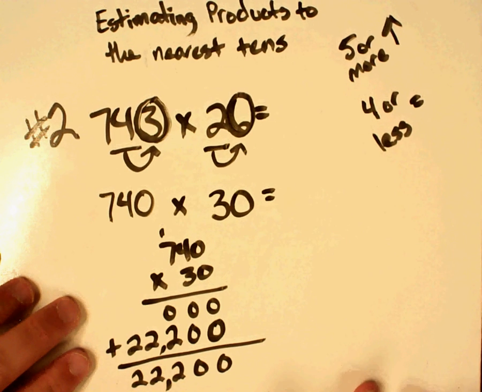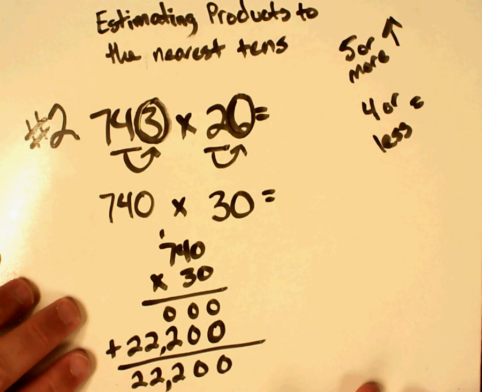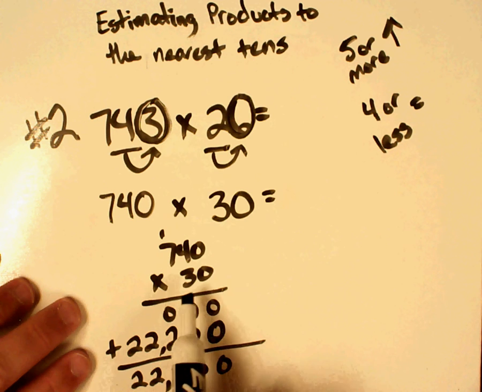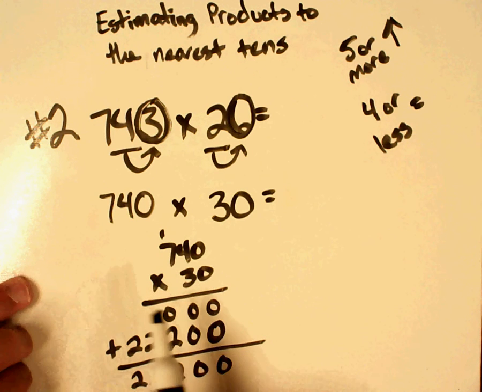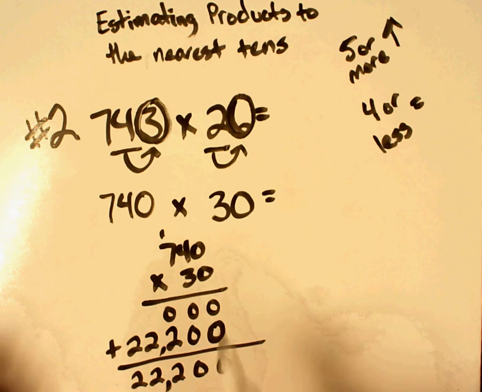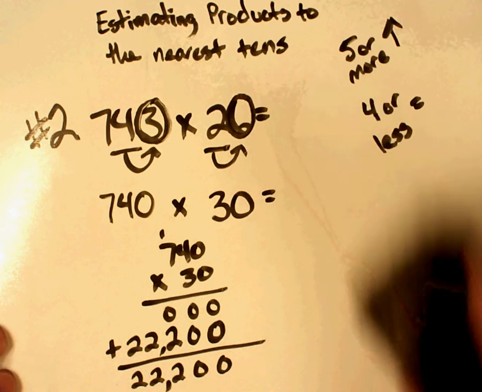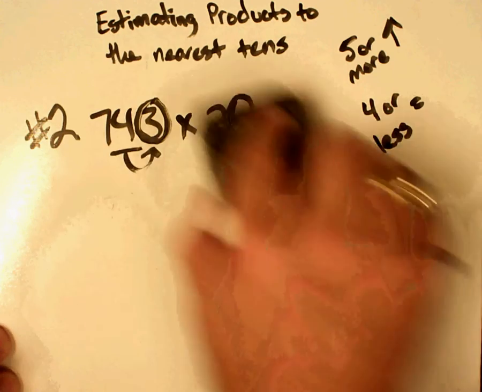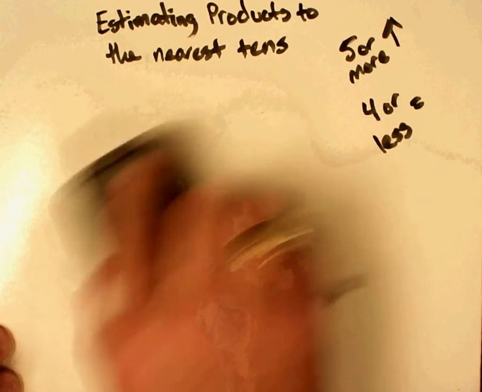Again, the reason that we round and we estimate is to make our math computations easier. It is much easier to multiply by zeros, as we have seen in this problem right here. Still have to do a little bit of computation, but a lot less, because we've got those zeros in there. Okay. Go on to number 3.